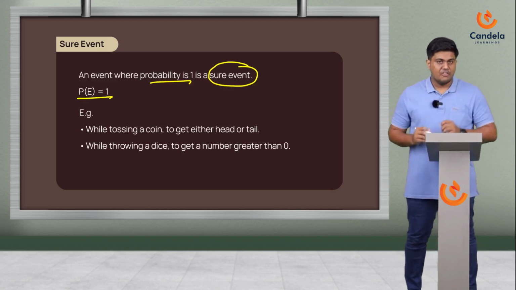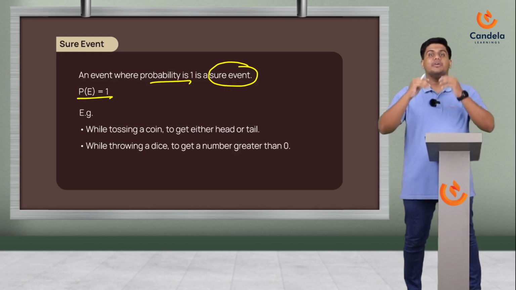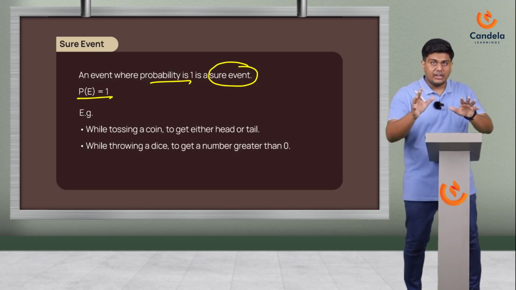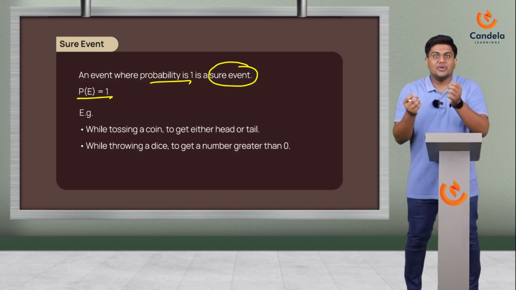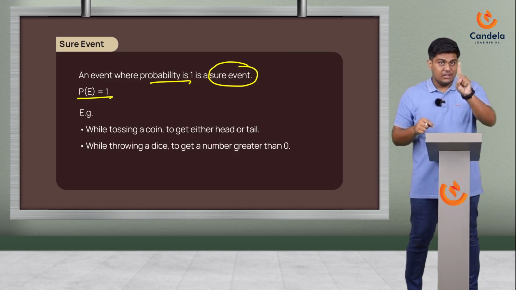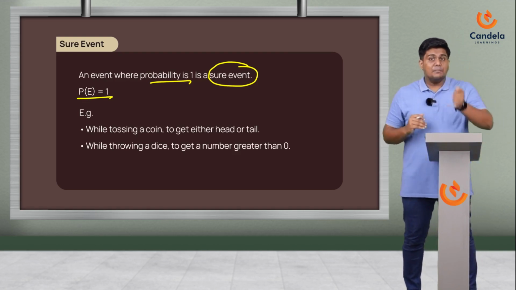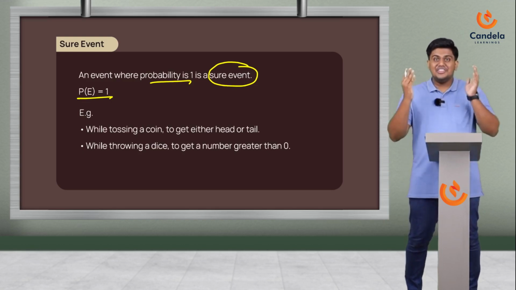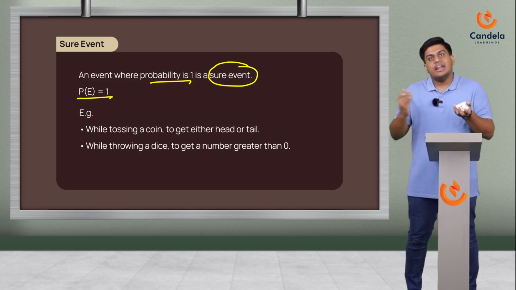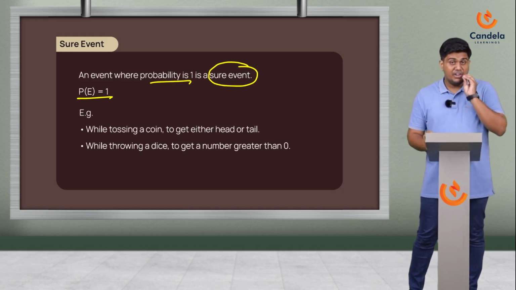For example, while tossing a coin to get either a head or a tail. Of course, when you toss a coin, you either get a head or a tail. You don't get the number 1 when you toss a coin. It's either head or tail. So the probability of that event is 1, so it's a sure event. Another example, while throwing a die to get a number greater than 0, again a sure event, because when you throw a die, you will get a number greater than 0, as the numbers are 1 to 6. So these are examples of a sure event.